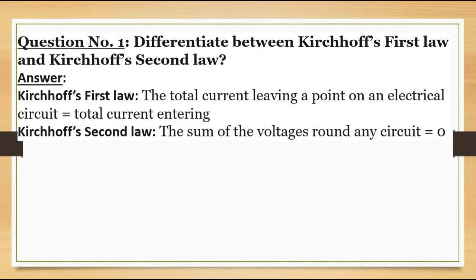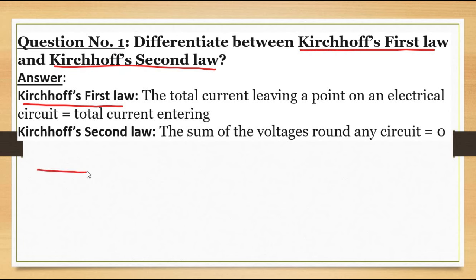So our first question is: differentiate between Kirchhoff's first law and Kirchhoff's second law. Now this question is surely going to be asked in your Viva exams. Now what is Kirchhoff's first law? It states that the total current leaving a point on an electrical circuit is equal to the total current entering. Now what does it mean?